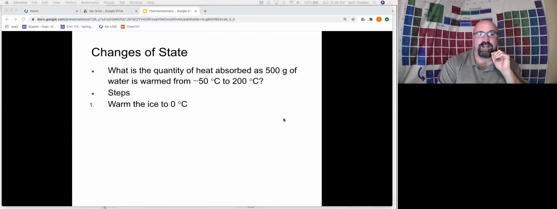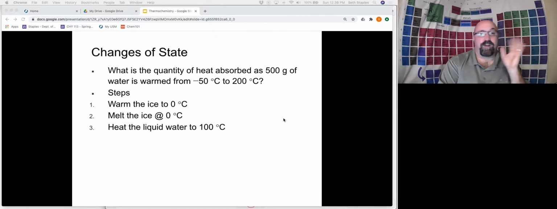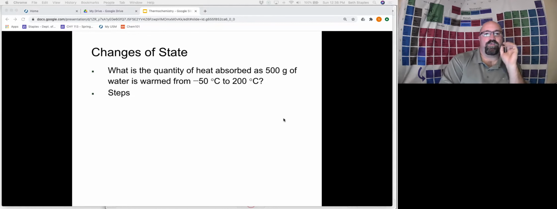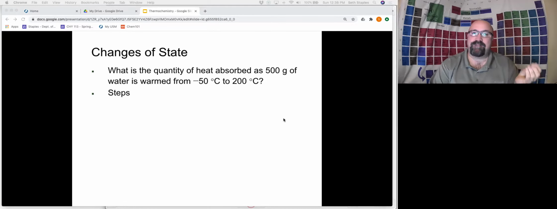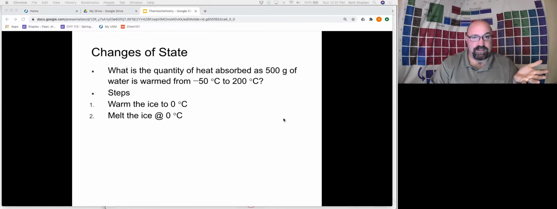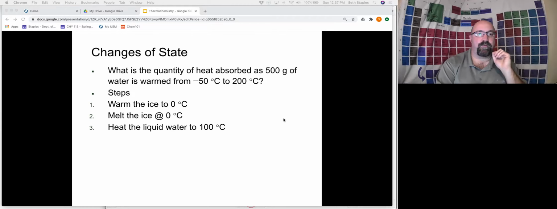So we'll look at this calculation. Sorry, let me go back a little bit. And so if we want to calculate the amount of heat required to go from negative 50 degrees C to 200 degrees C with 500 grams of water, we have the 5 basic steps that we were just looking at on our chart. First, we've got to warm the ice up to get to 0 degrees Celsius. Then we have to melt the ice. And this is just the same as our chart. We're just looking at it in steps now.